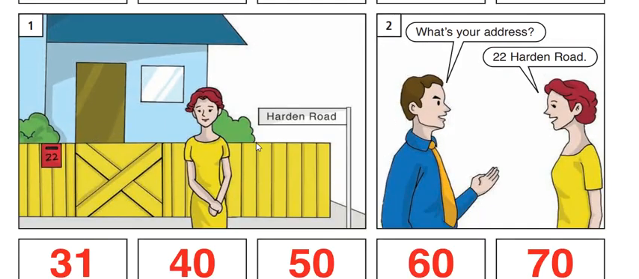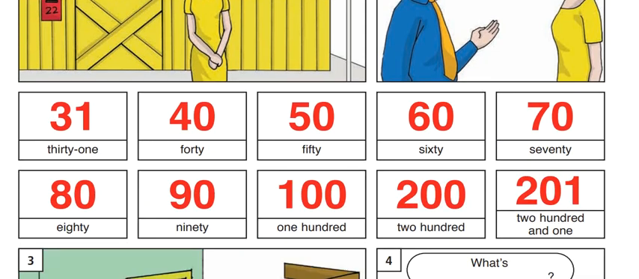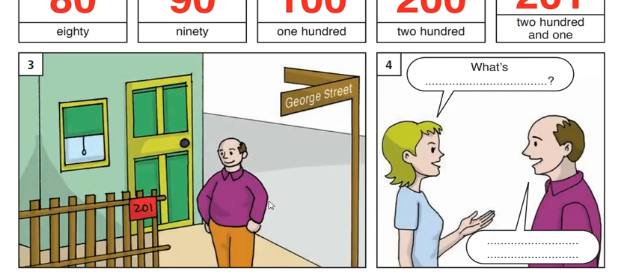Picture 1, Harden Road. What's your address? 22 Harden Road. 31, 40, 50, 60, 70, 80, 90, 100, 200, 201. Picture 3, George Street. Okay, picture 4, these are blanks you have to fill. It's your turn to fill, then I will answer. What's your address? I live at George Street.